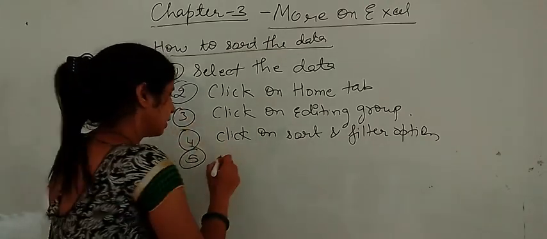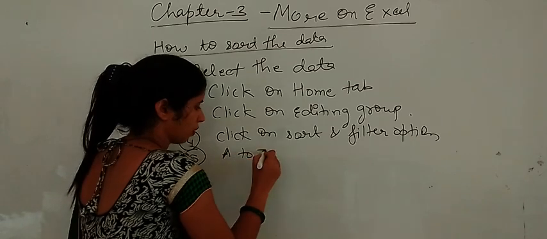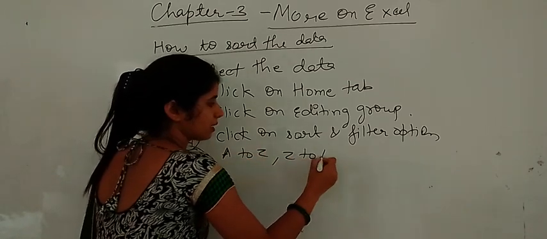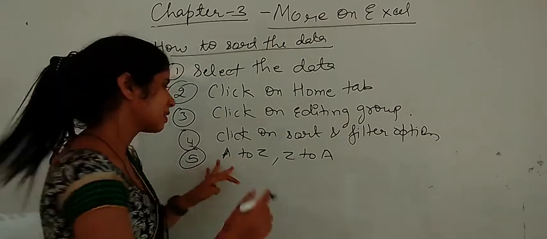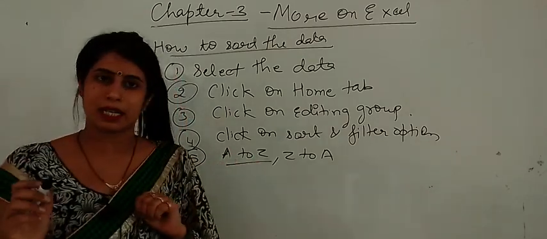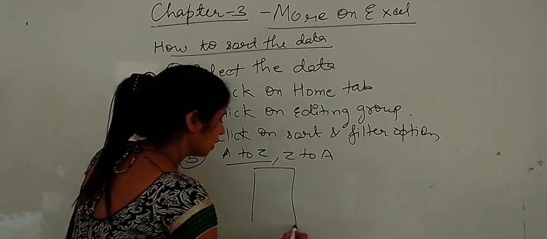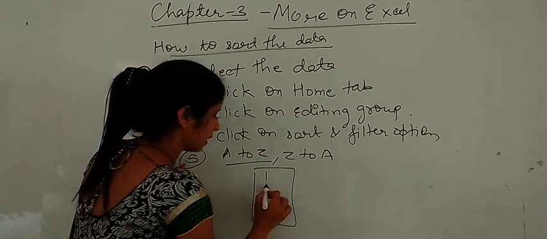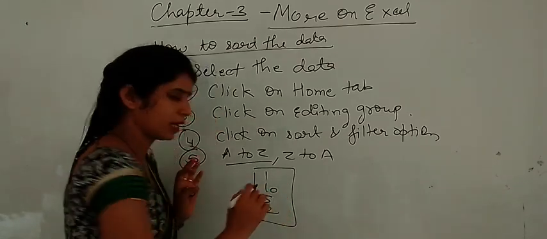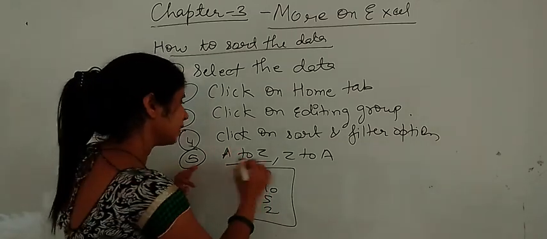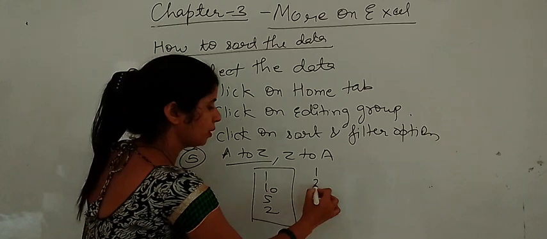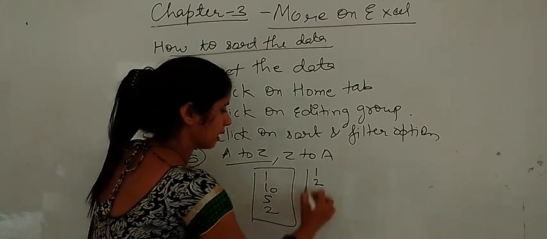So you will find there two kinds of order, A to Z and Z to A. Suppose you have selected A to Z, and in the columns you have data. Here it will arrange all this data in ascending order. How? 1, 2, 5 and 10.